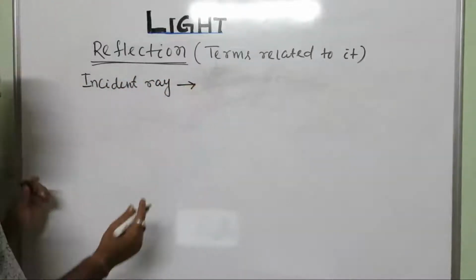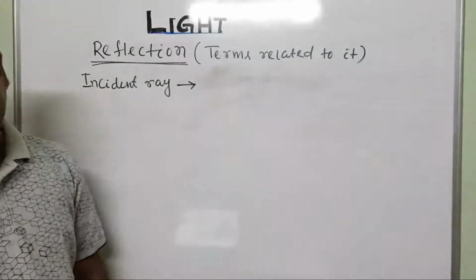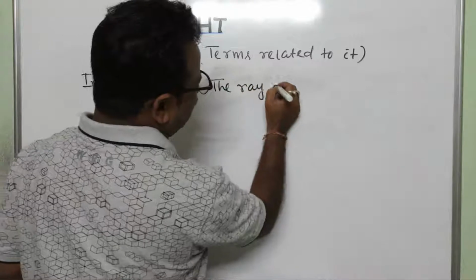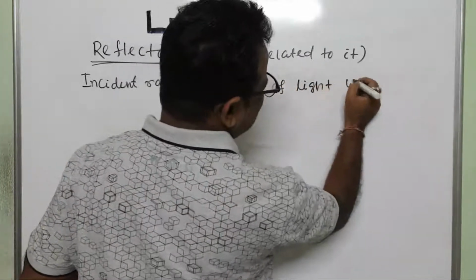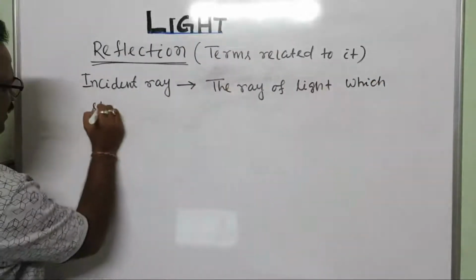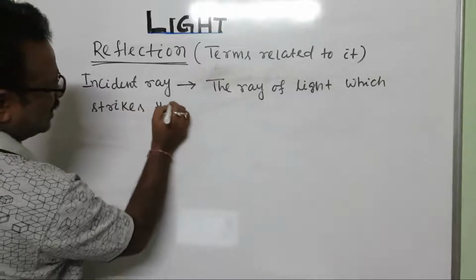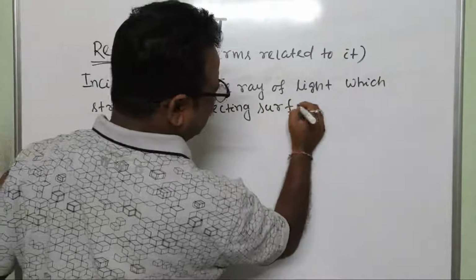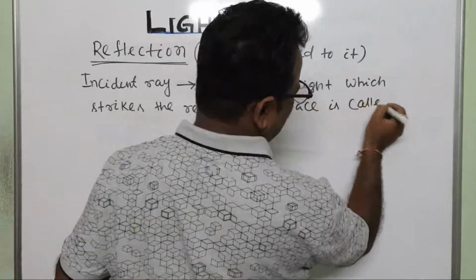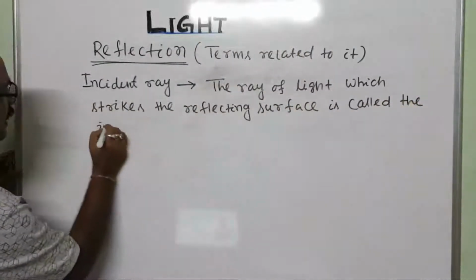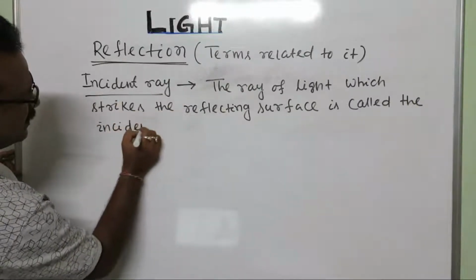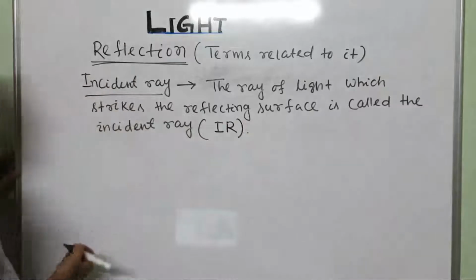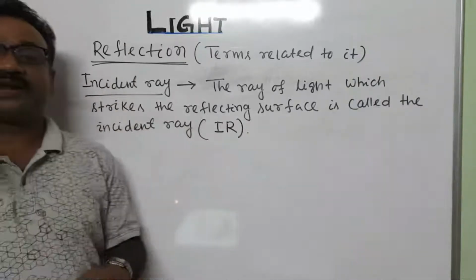So incident ray, the ray which is coming, the ray of light. Which ray? Ray of light. The ray of light which strikes the reflecting surface is called the incident ray. I can write shortly IR, incident ray. The ray of light which strikes the reflecting surface.